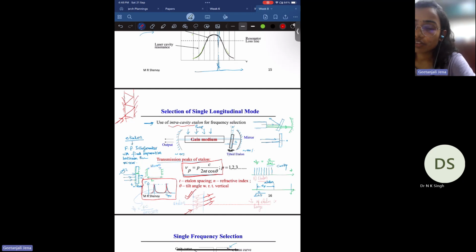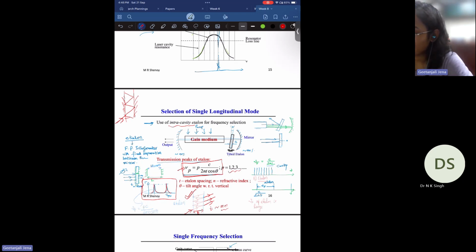So nu p for the Fabry-Perot Etalon determines the frequency where we see a peak in the transmission. nu p is p times c by 2 m t cos theta, where p can be an integer in the system, and t is the spacing of the Etalon. So this is the t. The practical value of t is around some millimeters. That means the t for the Etalon is much less.